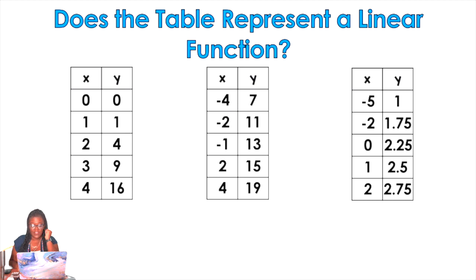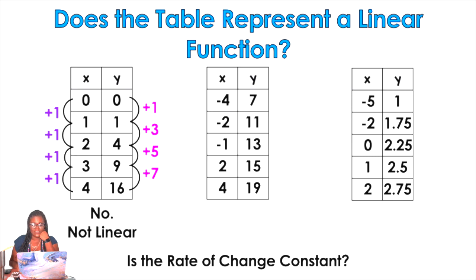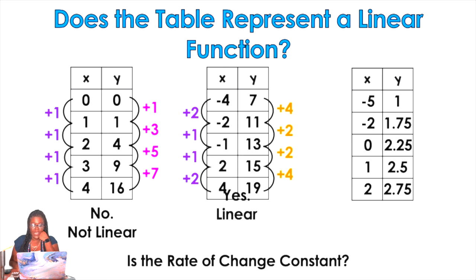Okay, hopefully you paused the video. Is the rate of change constant? Well, let's look at that first one. Plus one, plus one, plus one. Plus one, plus three, plus five, plus seven. Not going to work out for us. Plus two, plus one, plus one, plus two. Plus four, plus two, plus two, plus four. Yes, it is linear. Wait, but you said it had to be constant.